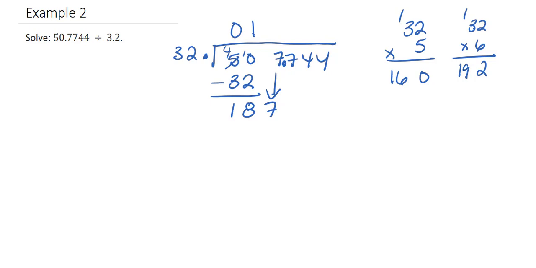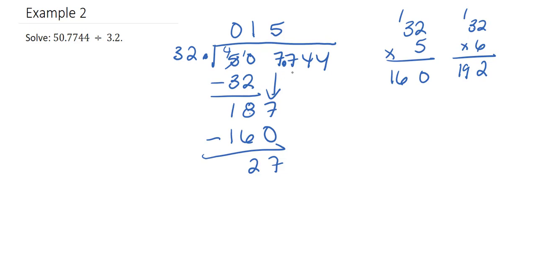Well, 187 is between both of them, but 32 can only go into it 5 times, right? Because 192 is too large. So we would go ahead and put the 5 above and put 160 below. Now 7 minus 0 is 7. 8 minus 6 is 2. 1 minus 1 is 0.